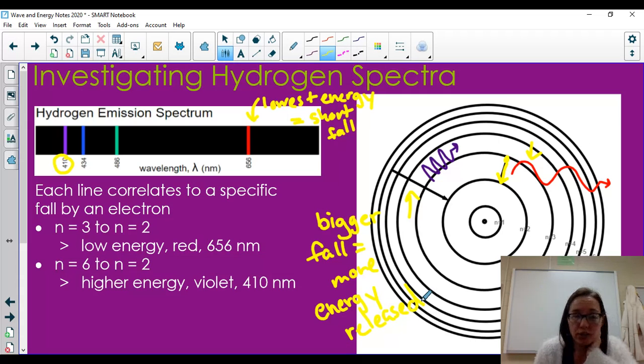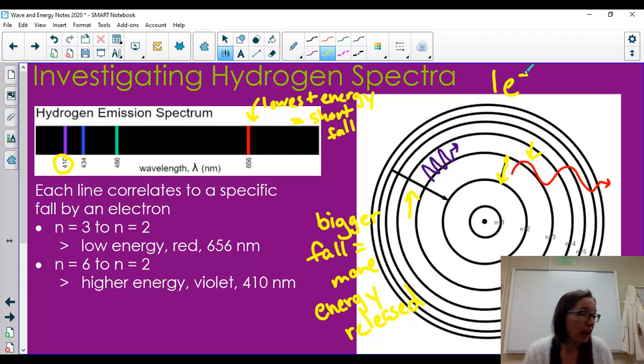So for hydrogen specifically, we are able to correlate each emission line to a specific transition between the energy levels because there is only one electron moving around. Remember, that is what's key here. Only one electron within the structure of the atom.